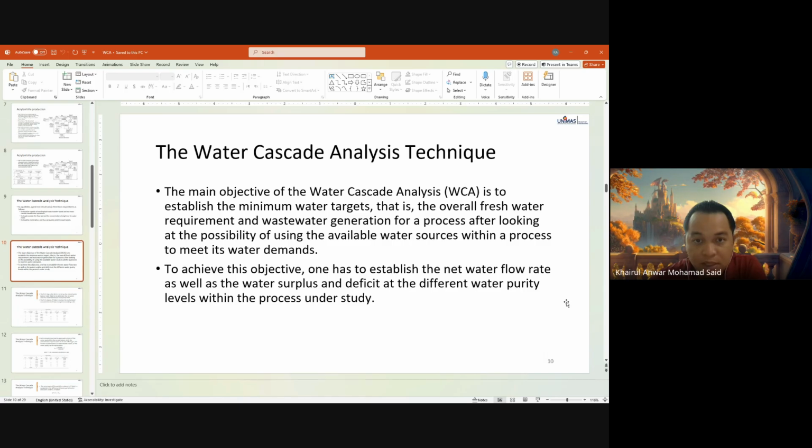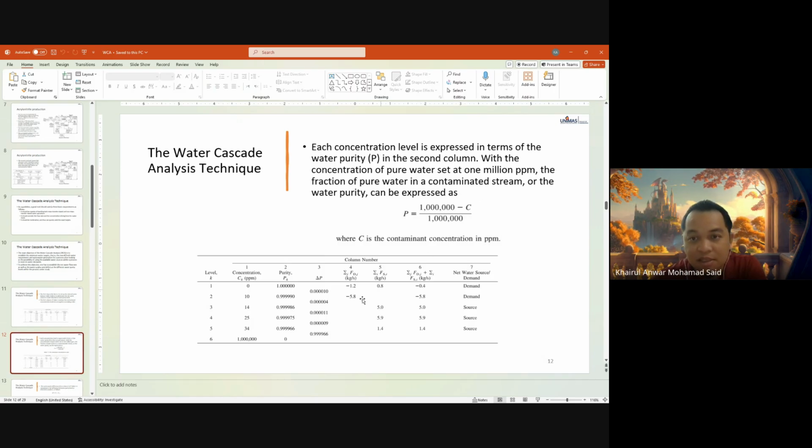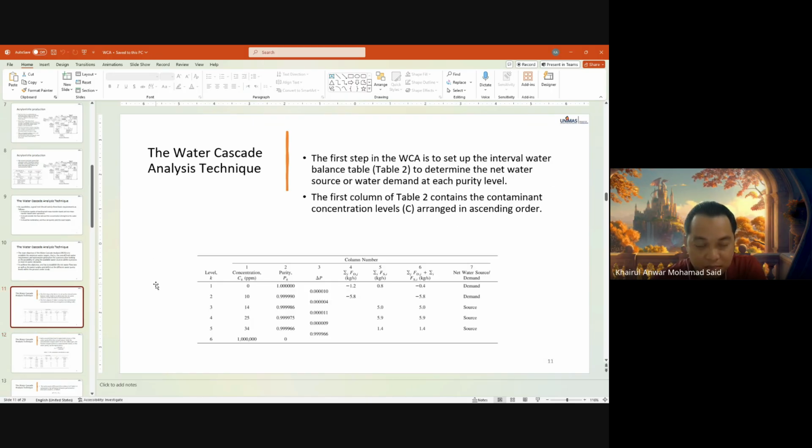So this is how it looks like. This is the level, and this is the concentration from 0 to 34. 1 million, why 1 million? Because of one of the equation later on. This equation. Yes. 1 million is parts per million. That's why it's 1 million.